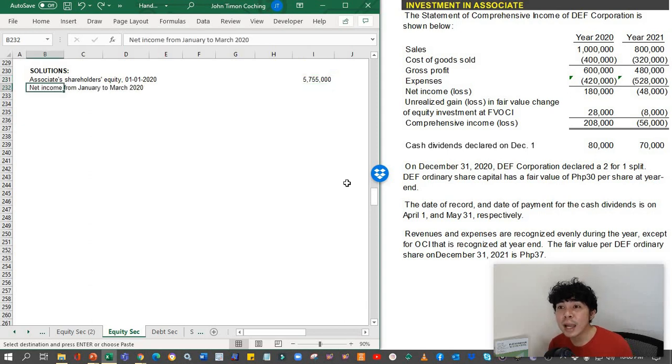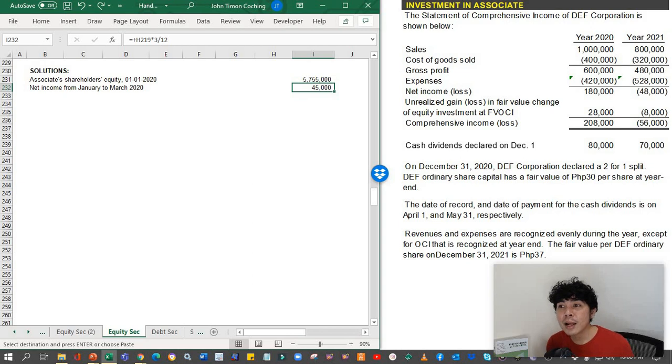So, magkano yung net income ni associate from January to March lang 2020, which is 3 months? So kung evenly siya, so siya ay computed as 180,000 pesos, the net income for 1 year, times 3 months divided by 12. So that is 45,000 pesos.